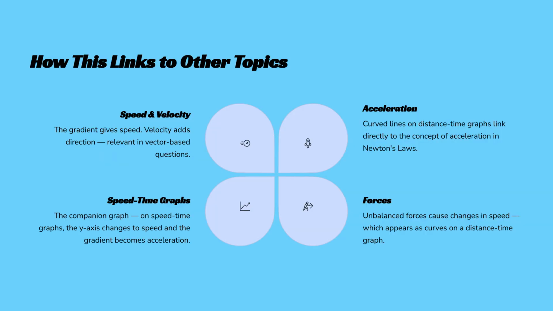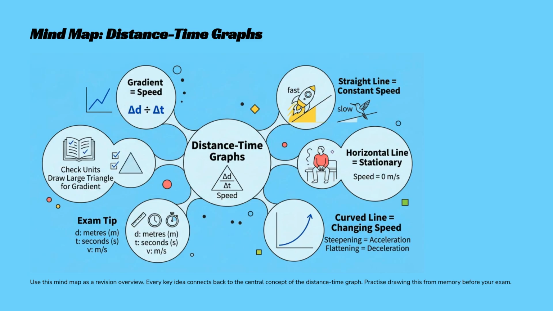This glossary summarizes the key terms you've learned. Keep these definitions for distance, speed, gradient, and acceleration handy as you continue your revision. Use this checklist to ensure you've mastered the basics. Remember, axes must never be swapped. The gradient represents speed, and you must always check your units.